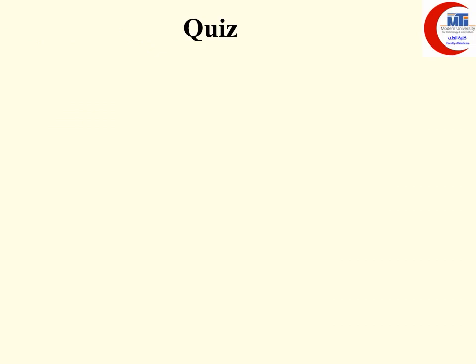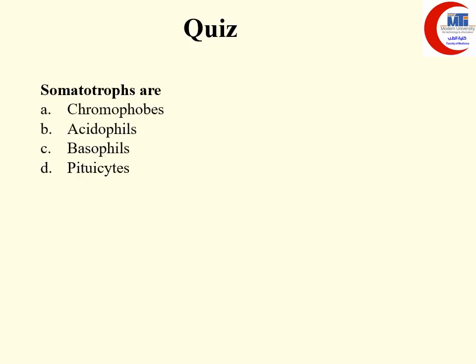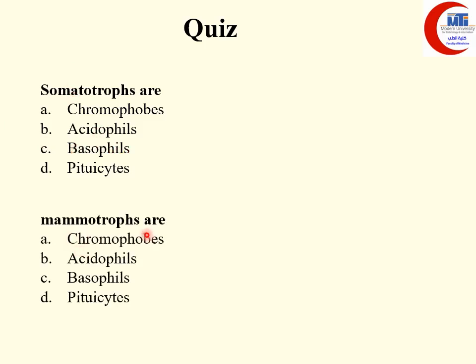Now we have finished the lecture, and these are multiple choice questions on the lecture. Somatotrophs are chromophobes, acidophils, basophils, or pituicytes? The right answer is letter B. Somatotrophs are from the acidophils. Mammotrophs are chromophobes, acidophils, basophils, or pituicytes? It's also letter B, as acidophils have two types, somatotrophs and mammotrophs.